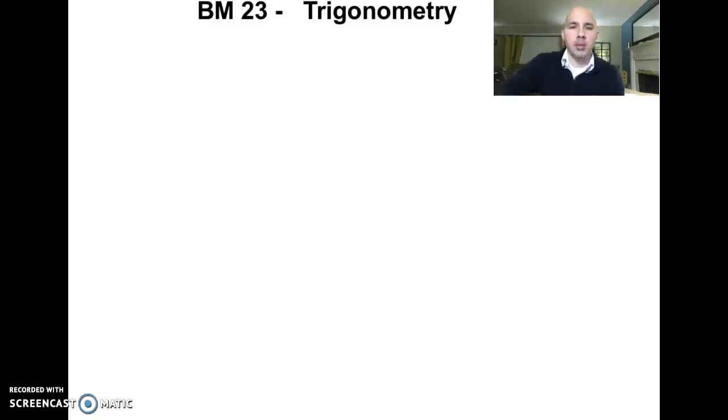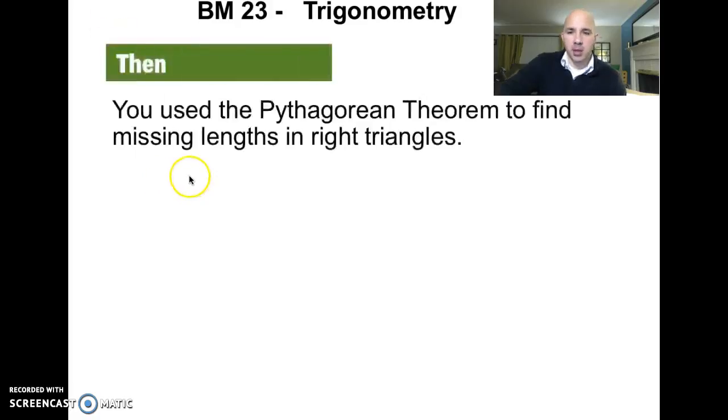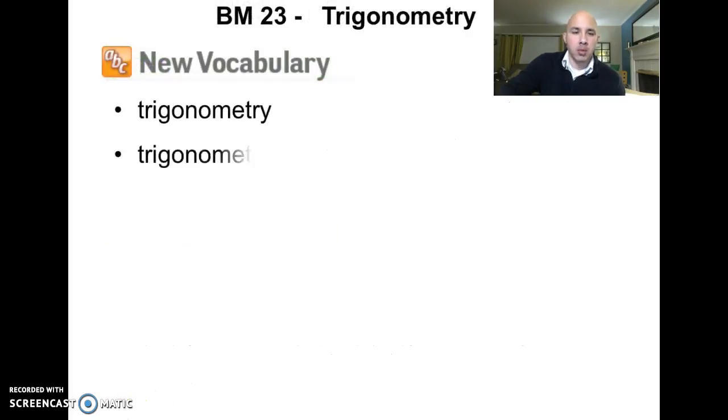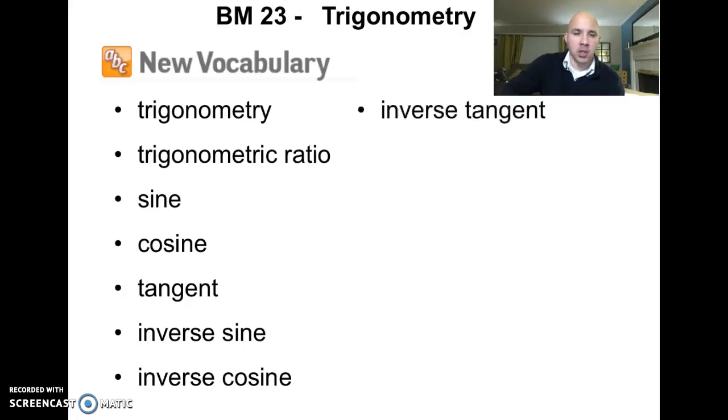It's on trigonometry. We already used the Pythagorean theorem to find missing lengths in right triangles. Today we're going to find the trigonometric ratios using only right triangles. In the next video, we're going to use the trigonometric ratios to find the angle measures in right triangles. Quick vocab: trigonometric ratios, sine, cosine, tangent, inverse sine, inverse cosine, and inverse tangent.